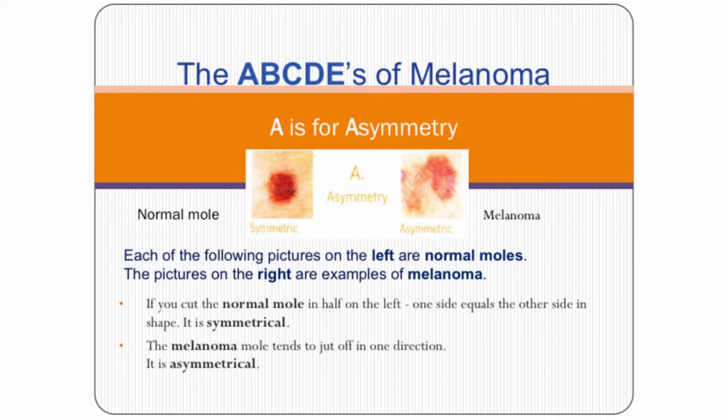So a normal mole is kind of like a circle, and if you cut it in half, one side equals the other side. So it's known to be symmetrical. But melanoma is not like that. Melanoma tends to jut off in one direction. It is known to be asymmetrical.